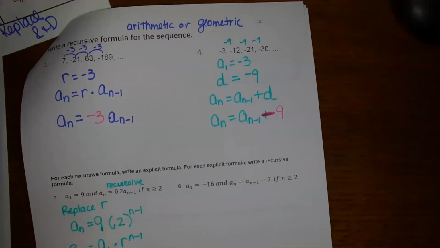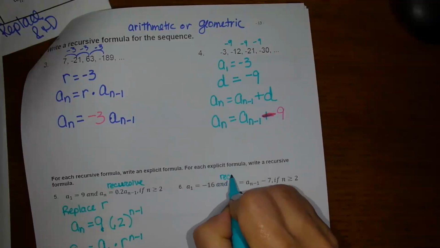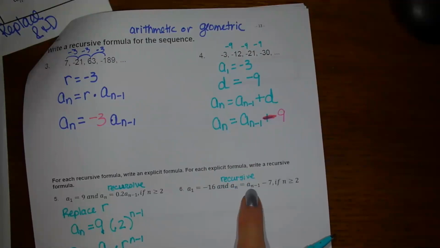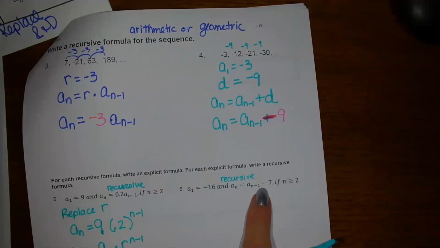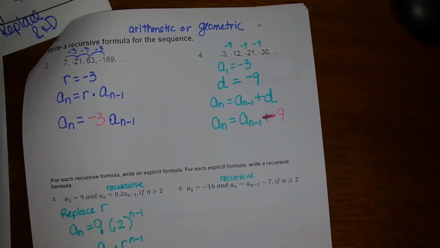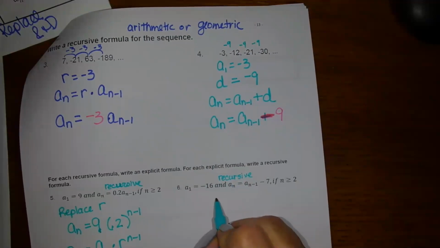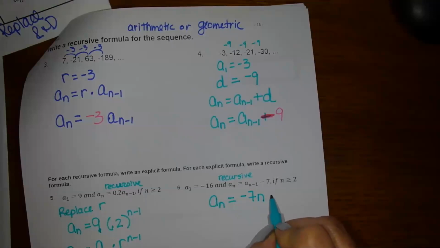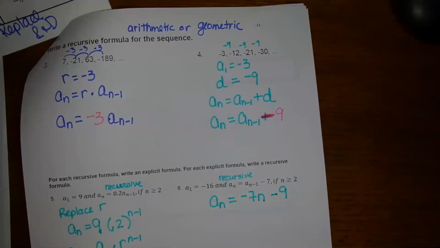Okay, let's look at this one. This one is recursive, right? Now I can see that this one is arithmetic, not geometric. So an explicit one should look like this, right? It should be y equals mx plus b, basically, right? So I'm going to want an equals, what does it equal? Well, negative 7n minus 9. Where did we get that?